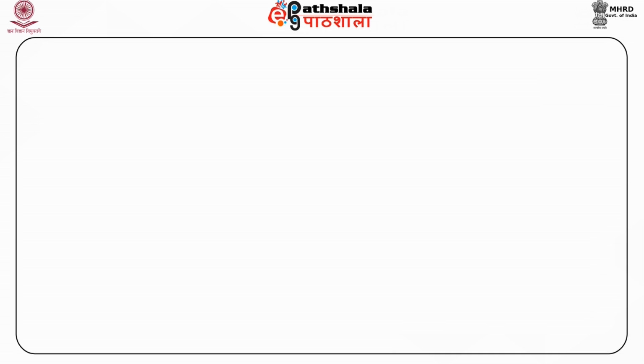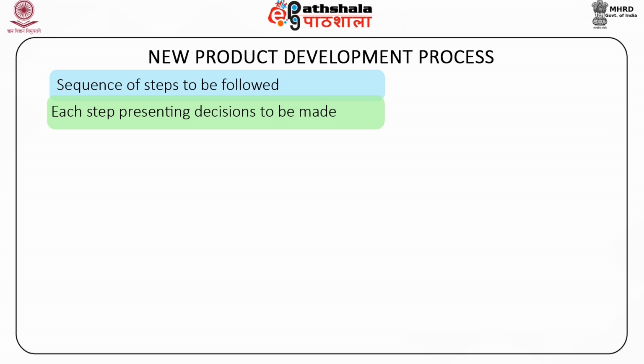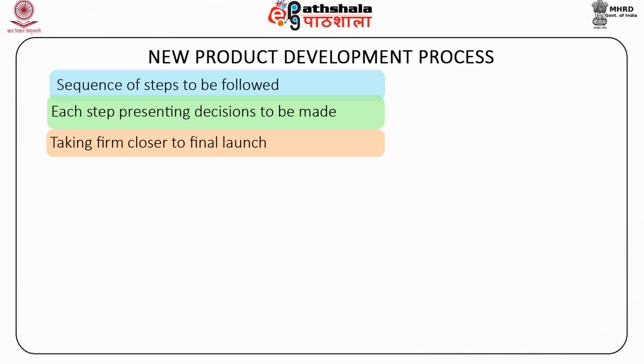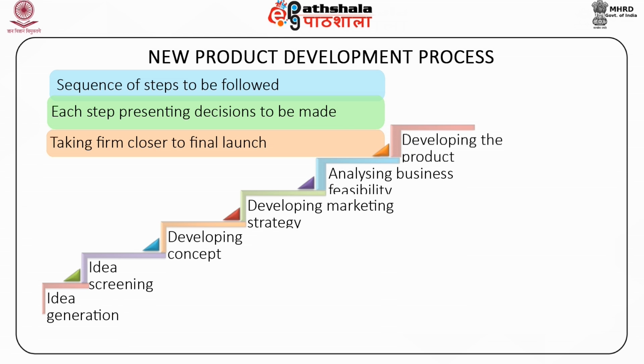This given diagram shall help us understand the process of new product development as typically carried out by firms. There is a sequence of steps to be followed with each stage presenting decisions to be made in turn, taking the firm closer to the final launch. The process requires close cross-functional collaboration to make product launch a success. As we can see in the diagram, the steps in the new product development process are idea generation, idea screening, developing concept, developing marketing strategy, analyzing business feasibility, developing the product, test marketing, launching the product.